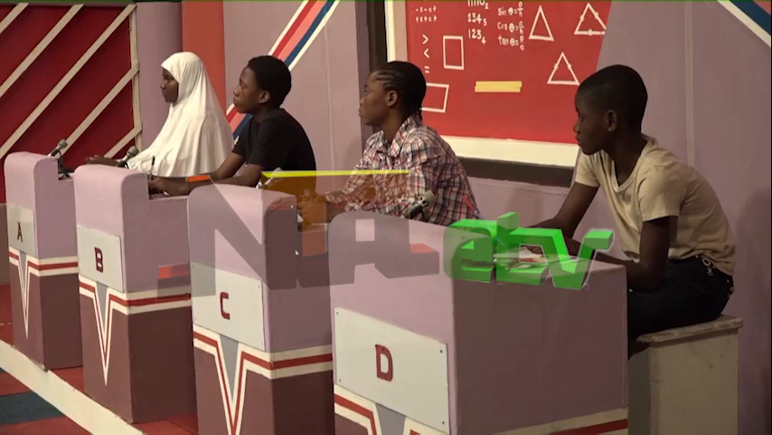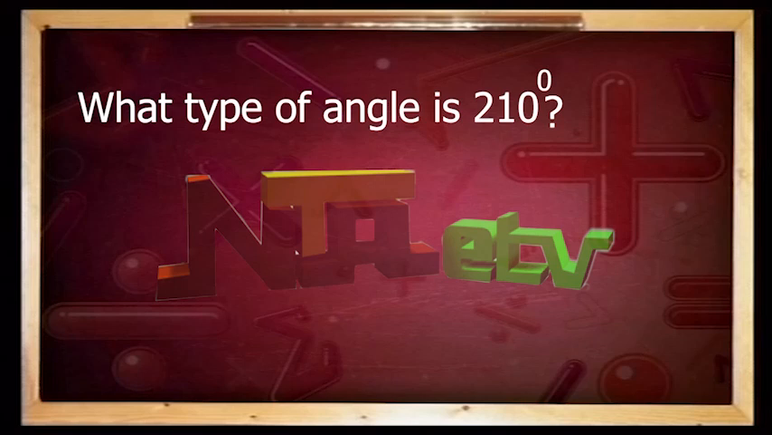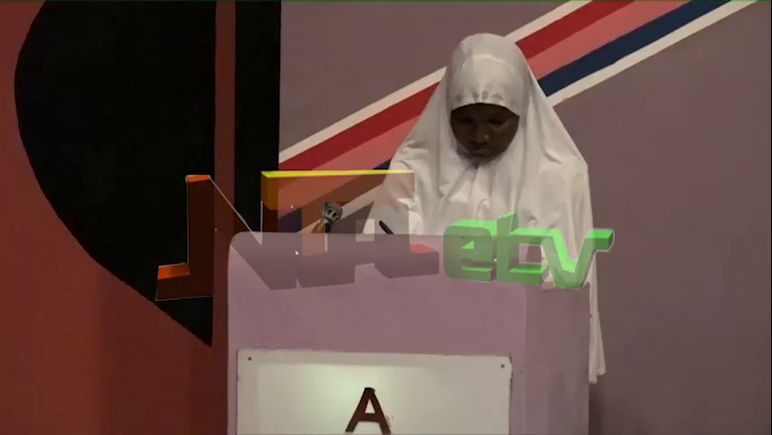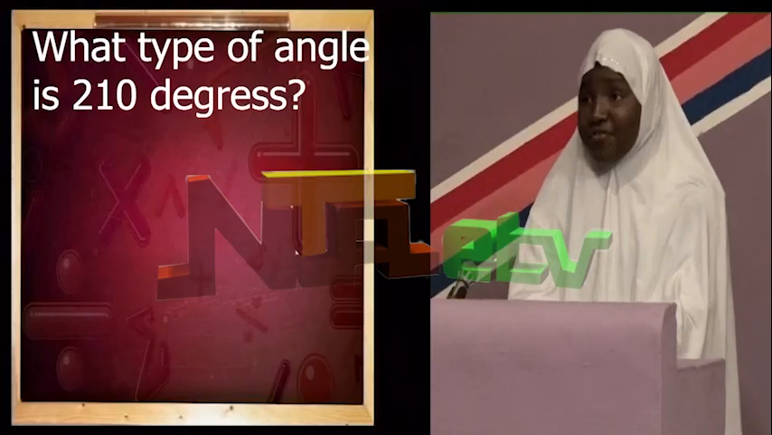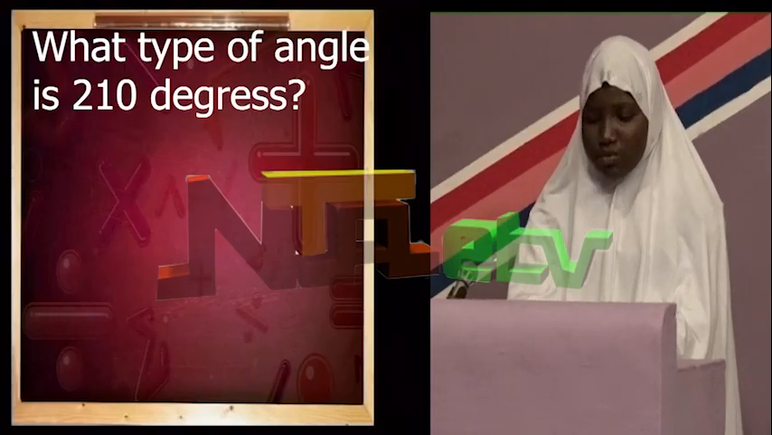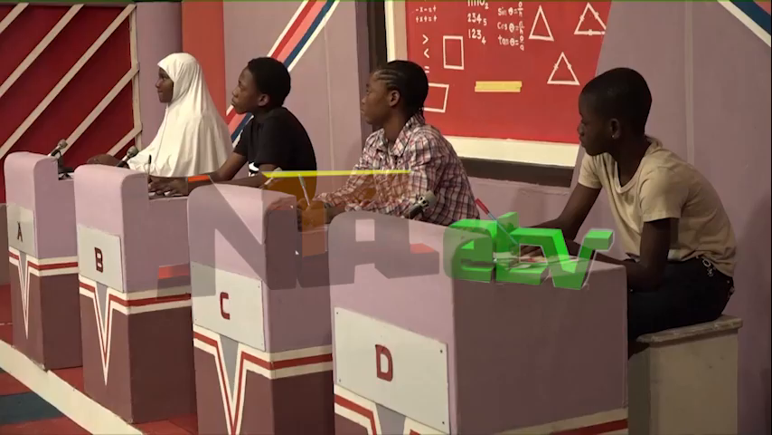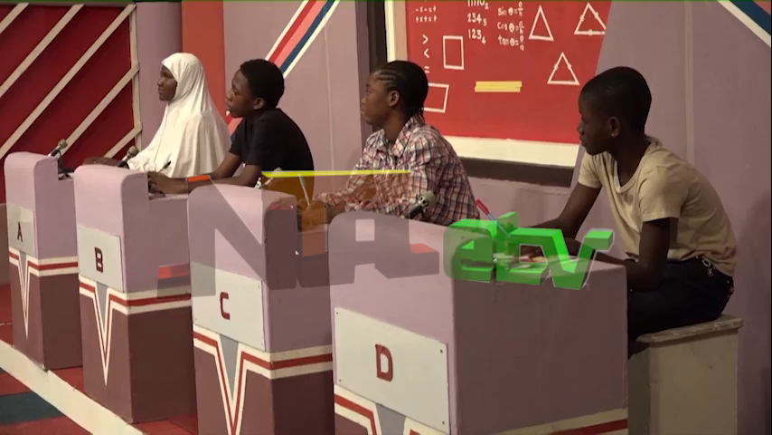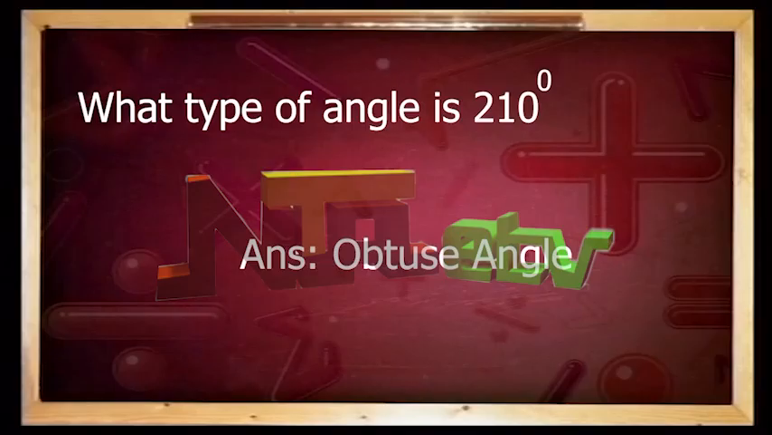Contestant A, your question. Number 7. Question number 7. What type of angle is 210 degrees? Reflex angle. No. Bonus to contestant B. Obtuse angle. And that is correct.